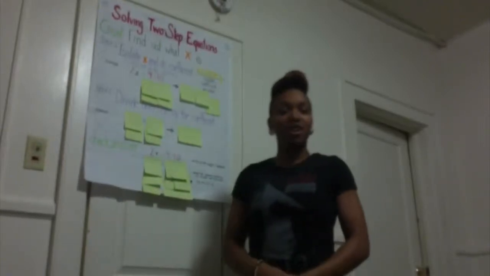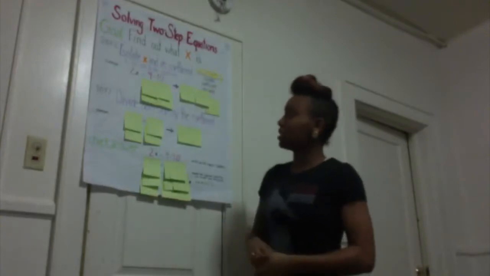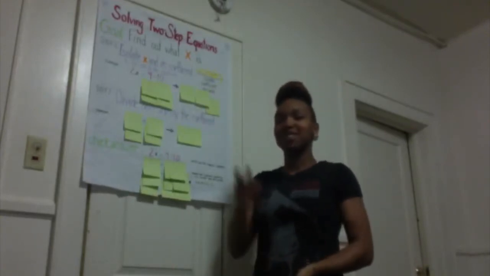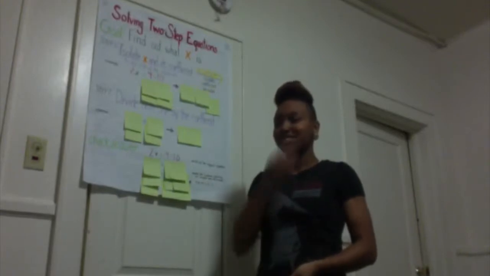Today you'll learn how to solve two-step equations. Now the goal of a two-step equation is to find out what x is. X is a variable. Does anybody want to take a guess at what a variable is? Yes. It's a letter that represents a number. Good job. It's a letter that represents a number.